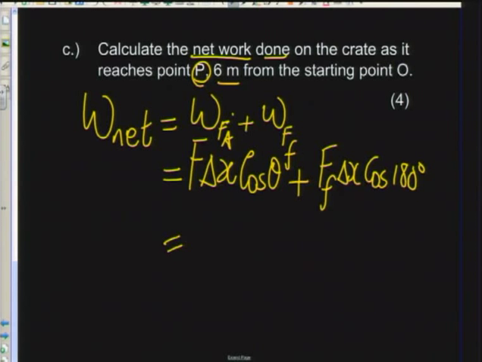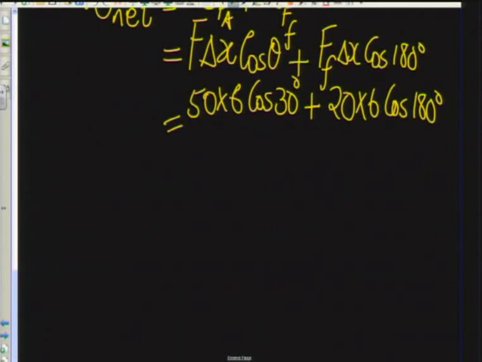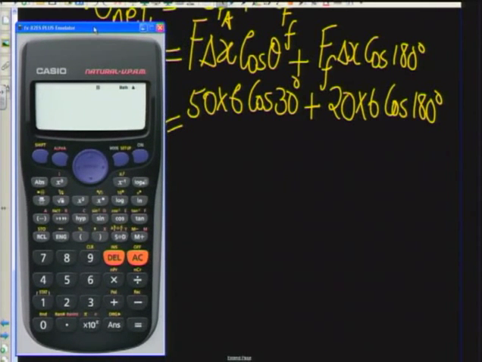All right, so work that out. This is 50 times distance moved, or displacement, is 6, times the cos of 30 degrees, plus frictional force is 20 times 6 times the cos of 180. Okay? And at this point, all we need to do is just use our calculator and work it out. So you've got 50 times 6 times the cos of 30. You can work it out.